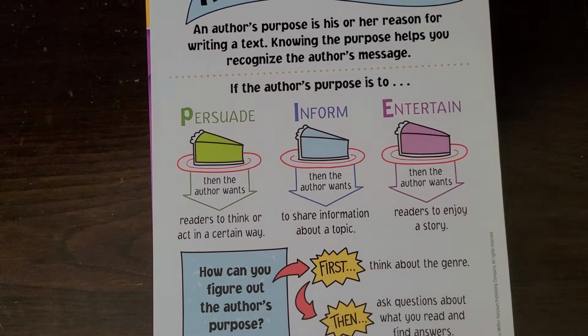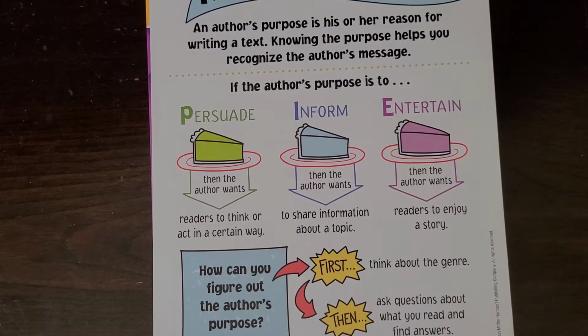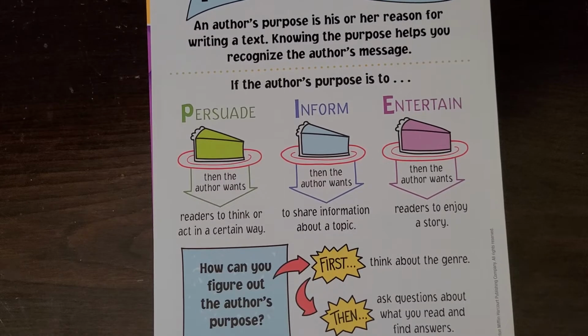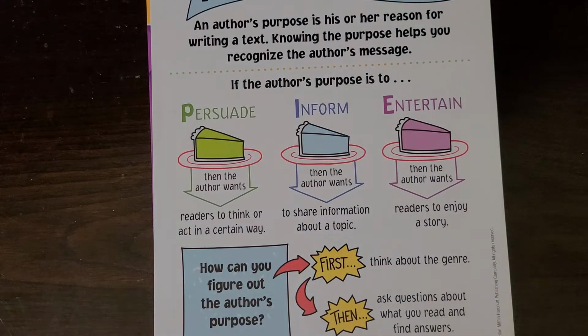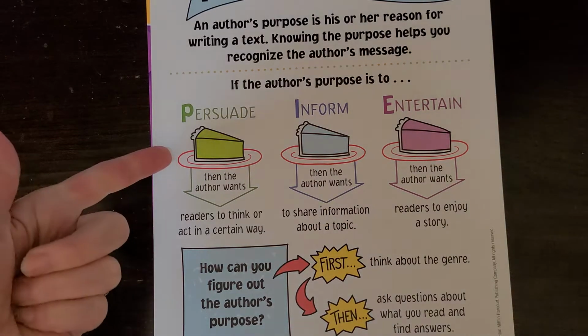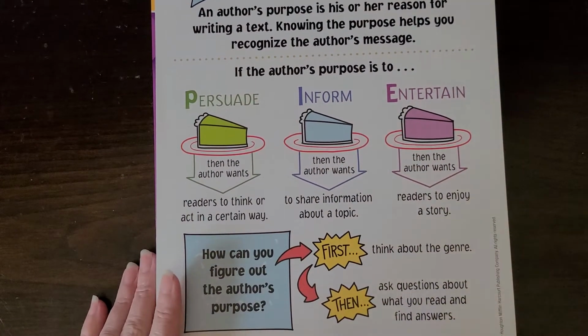And then how can you figure out the author's purpose? First, think about the genre. If it's fiction, you know it's pretty much going to be entertaining. If it's nonfiction or informational, you know it's going to be informing. And then if it's a nonfictional informational text, but it has elements in it that make you want to take action and do what the author is suggesting, then that's to persuade. And then you ask questions about what you read, and then you find the answers inside the text to help you support that understanding.